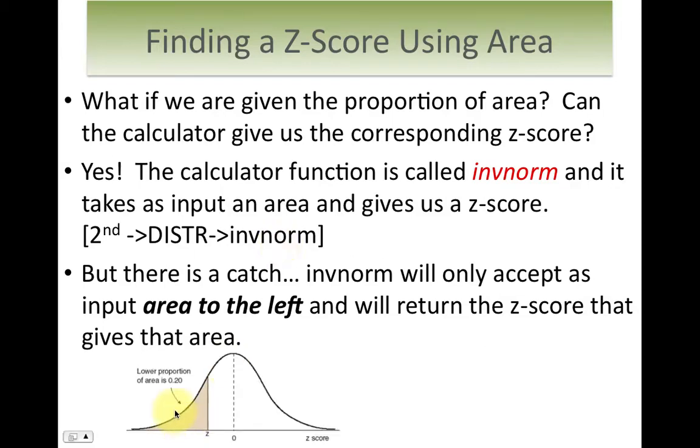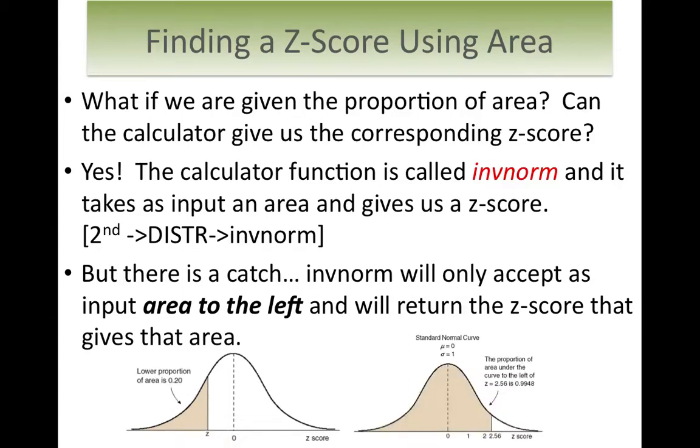Here's a scenario where the z-score is defined as z on the horizontal axis. It's an unknown z-score, but you're given the area to the left of that z-score as lower proportion of area is 0.2. So the lower 20% of this bell curve is shaded in. So if you have the area to the left, you can enter that area to the left, that 0.2, into invNorm, and it will provide to you the z-score that cuts off that area to the left.